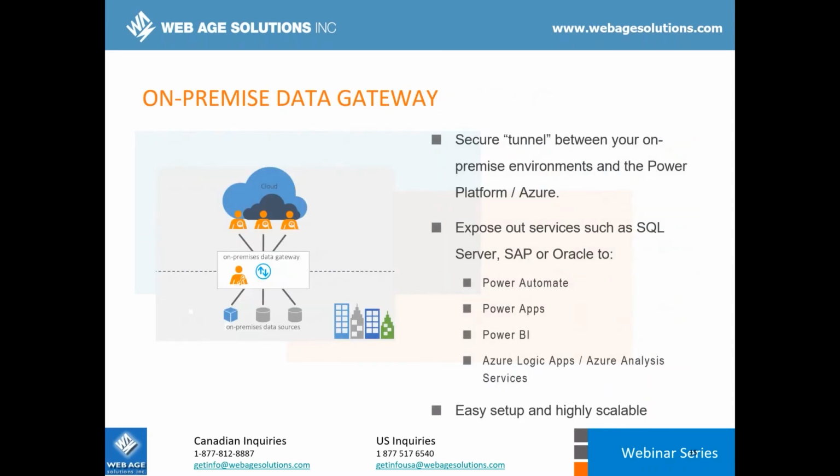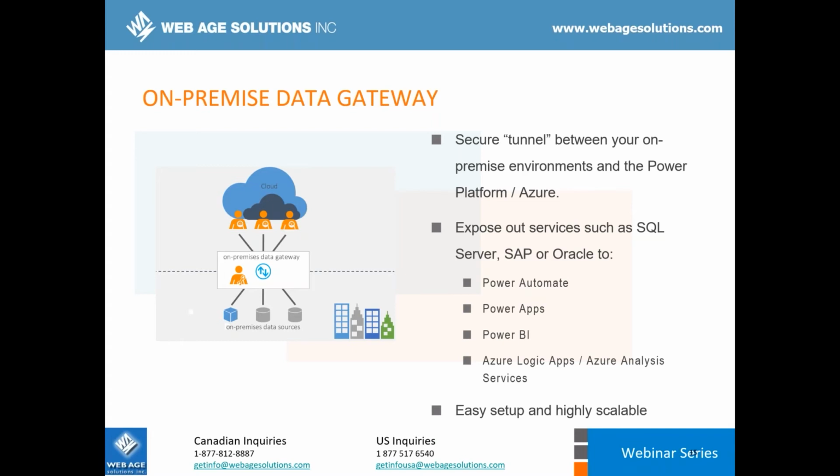So I mentioned this already. The on-premise data gateway is really our go-to tool if we're looking to integrate our on-premise data in the Power Platform. Effectively, what it provides is a secure tunnel between our on-premise and our cloud environment. So what we can start to do alongside this is expose our on-premise resources, such as an Oracle database or SQL Server, and we can start to use those within Power Automate, Power Apps, Power BI. And if we're also using Microsoft Azure, we can also use the on-premise data gateway to do the same thing with Logic Apps and Azure Analysis Services as well.